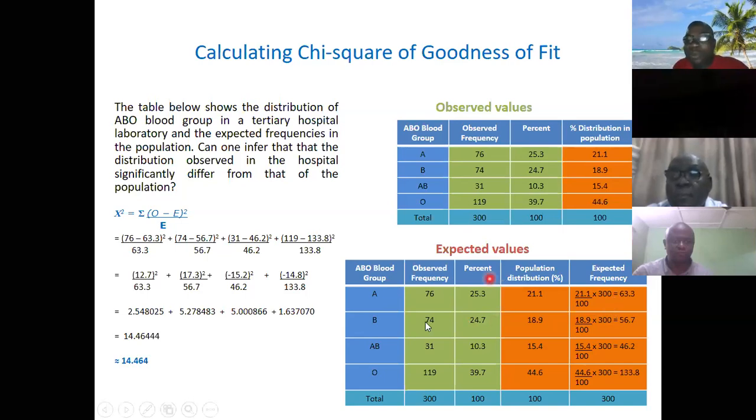If you look at the second table, it incorporates that, just like the way we did it before. To calculate, the sample size you have there is 300, and the percentage in the population, for A, is 21.1. That is 21.1% means 21.1 out of 100.